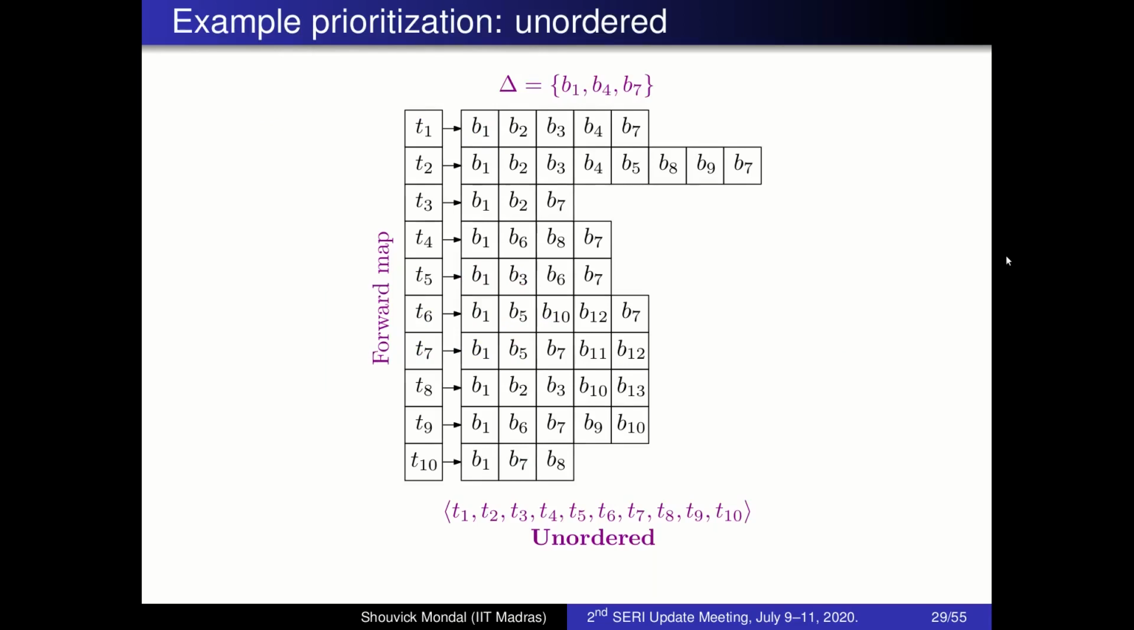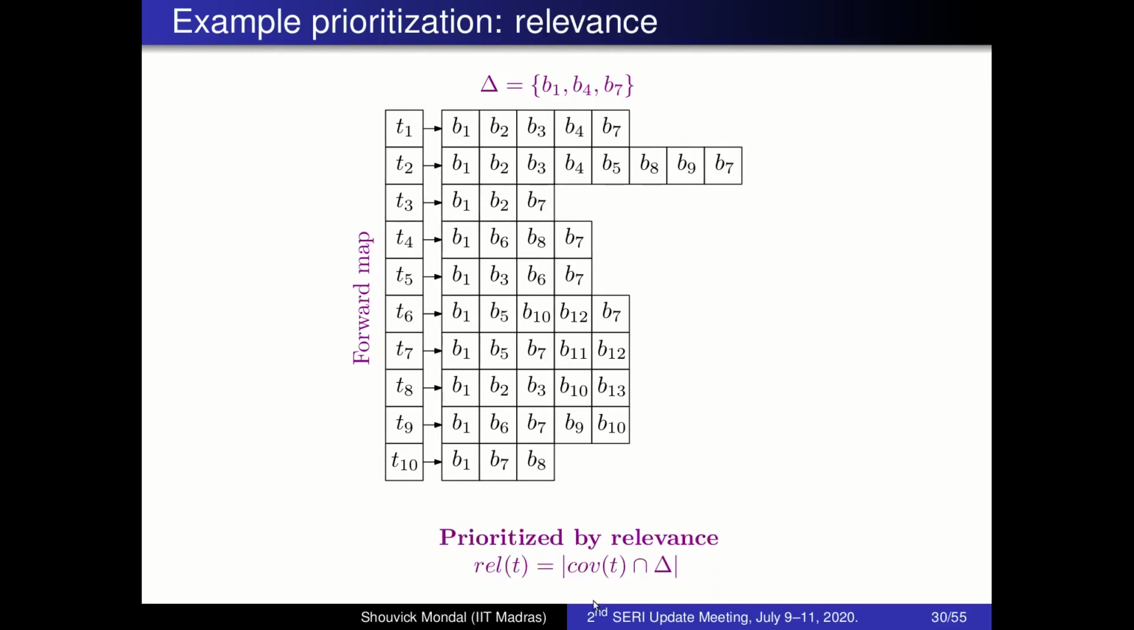So this is the prioritization method, like unordered prioritization. We have 10 different test cases and 13 basic blocks. The change is B1, B4 and B7. As per the unordered scenario, we have this sequence 1, 2, 3, 4, 5, 6, 7, 8, 9, 10. Now the formula for relevance is coverage intersection delta, mod, and the test cases are sorted by this relevance score. The higher the score, the higher the priority.